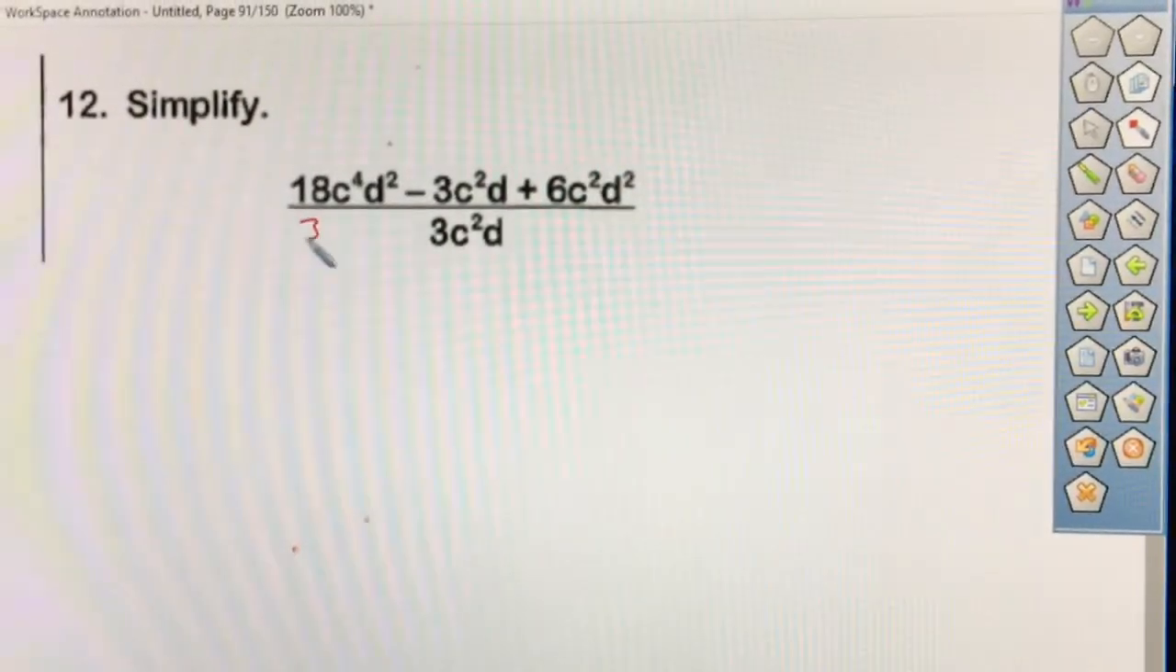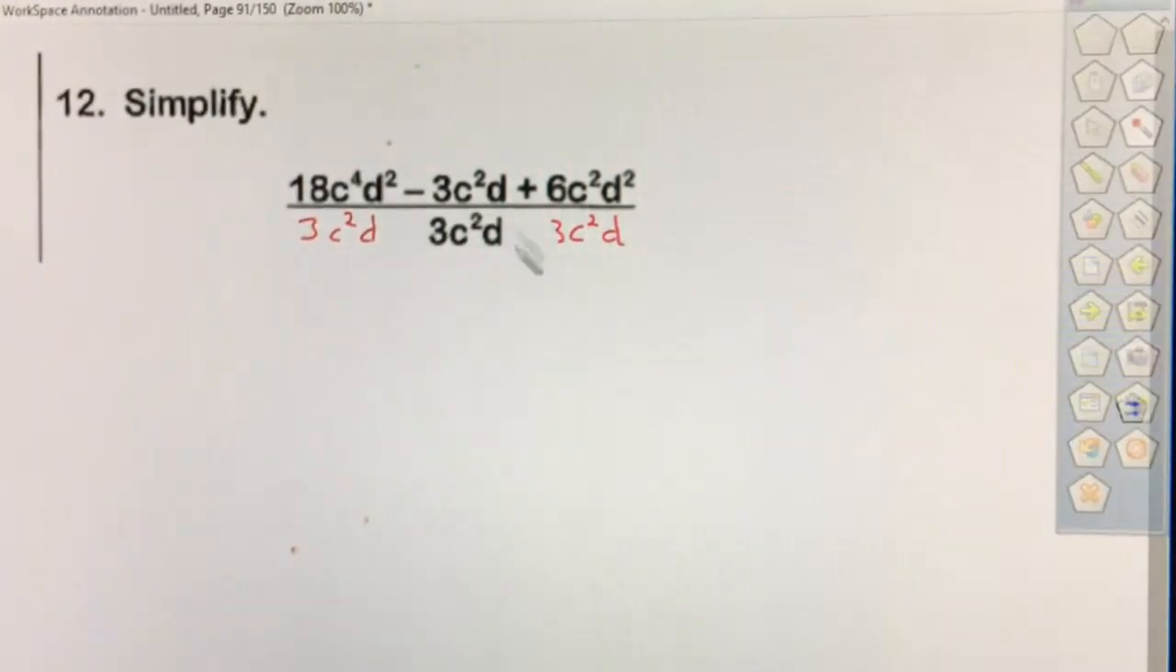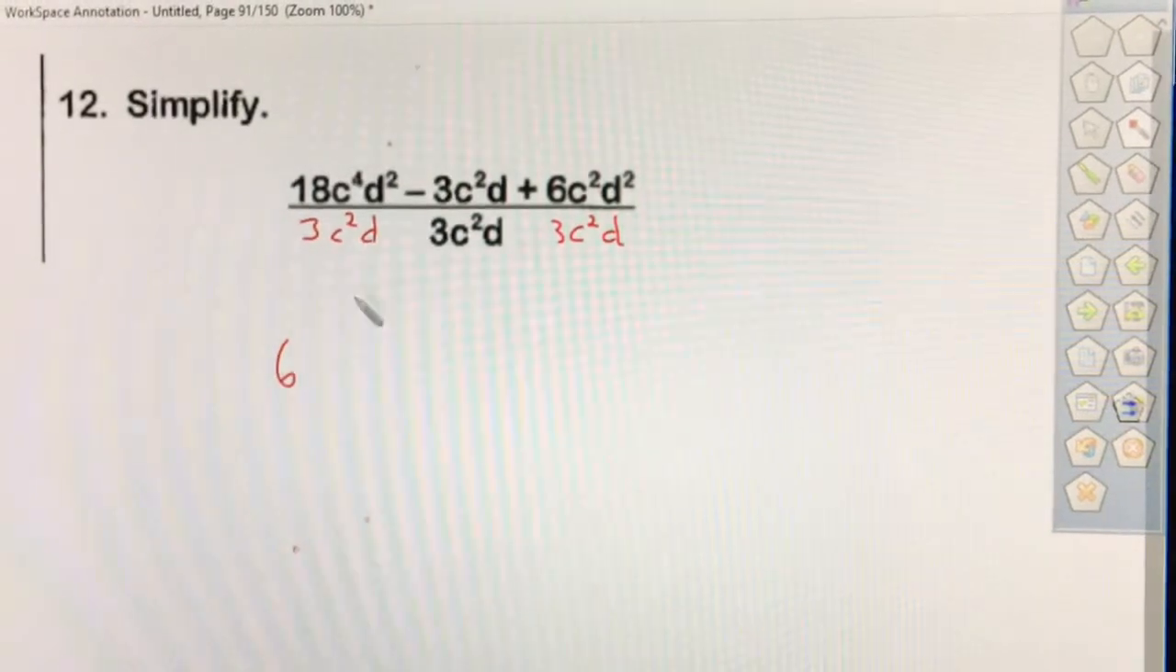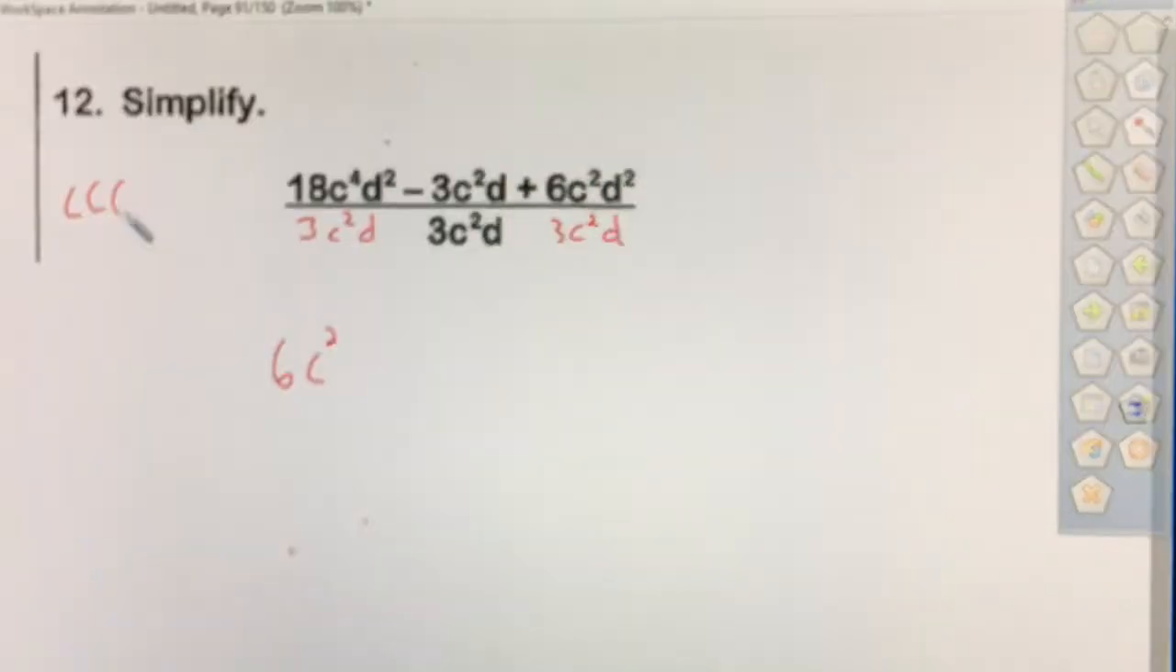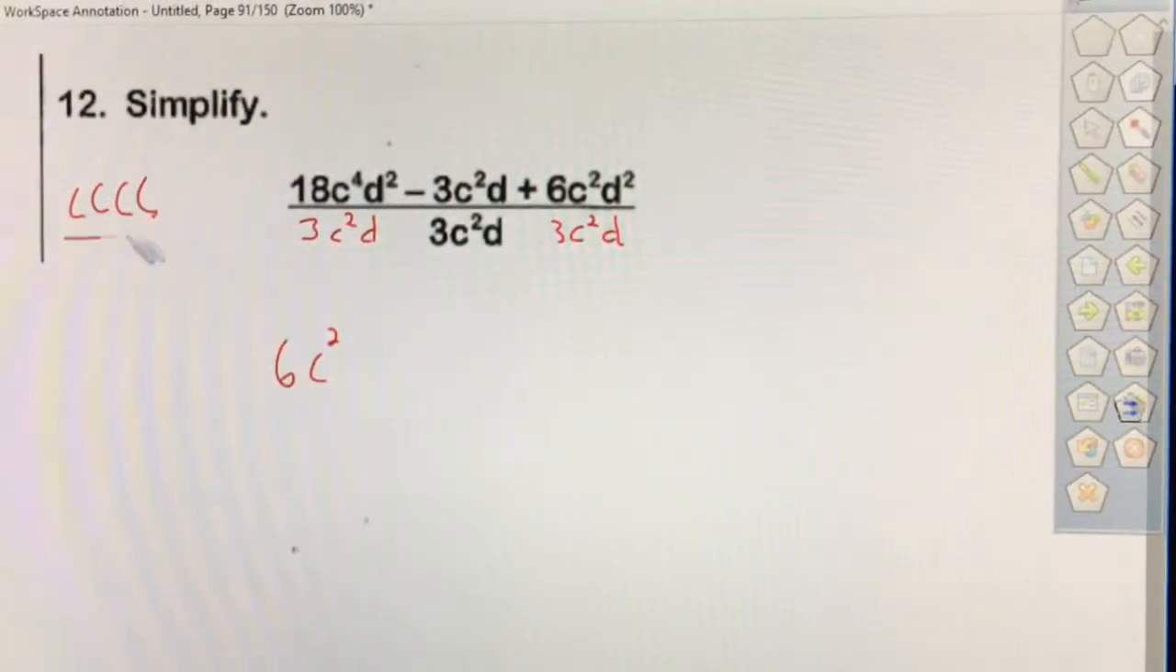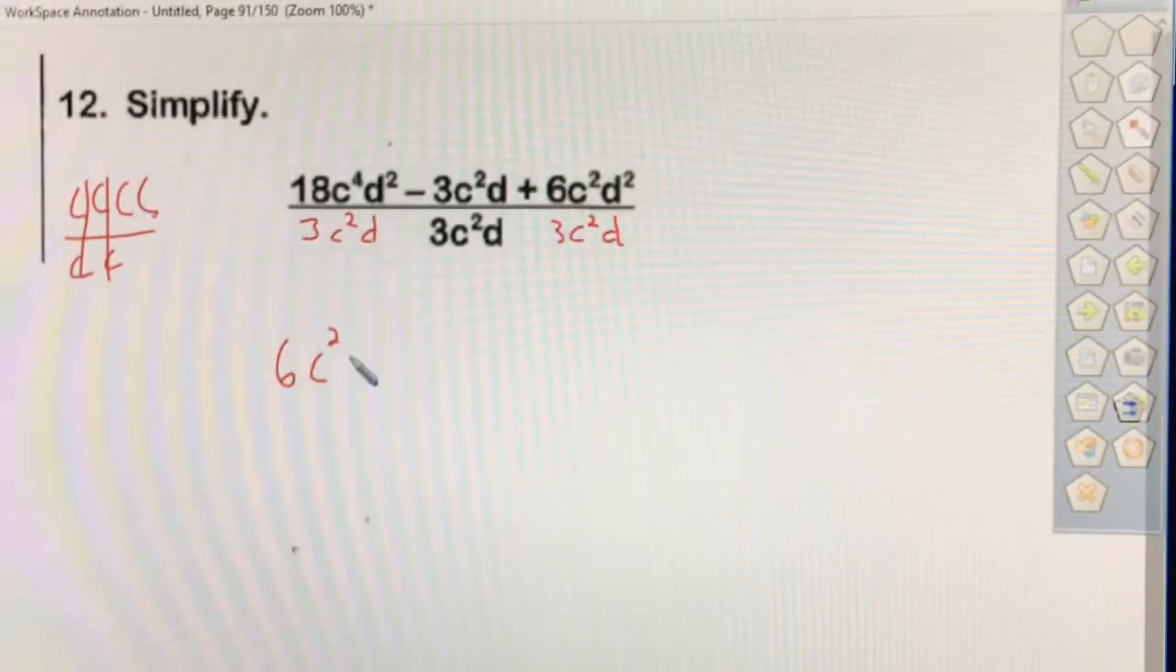Number 12, another simplify. Again, I'm going to bring the 3c squared d, 3c squared d, and I'm going to divide each term. 18 divided by 3 is 6. 4 minus 2 is c squared. We can think of that as c times c times c times c, all over c times c, and they simplify to give me c squared.